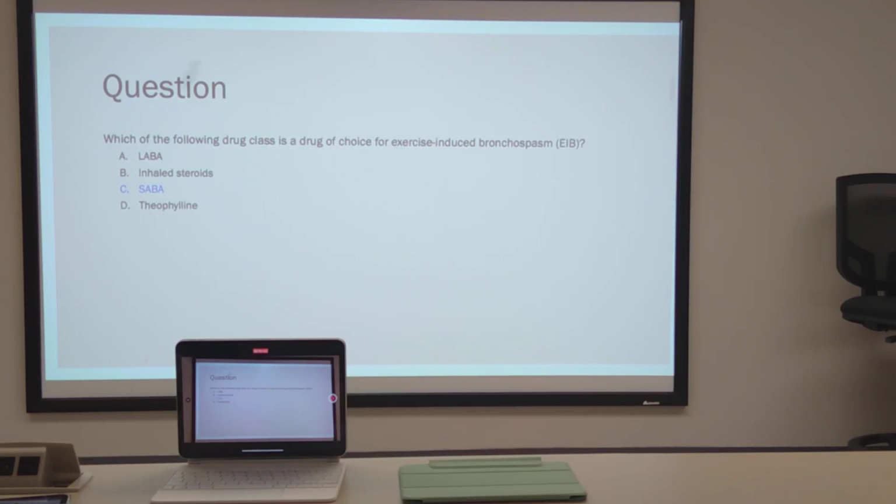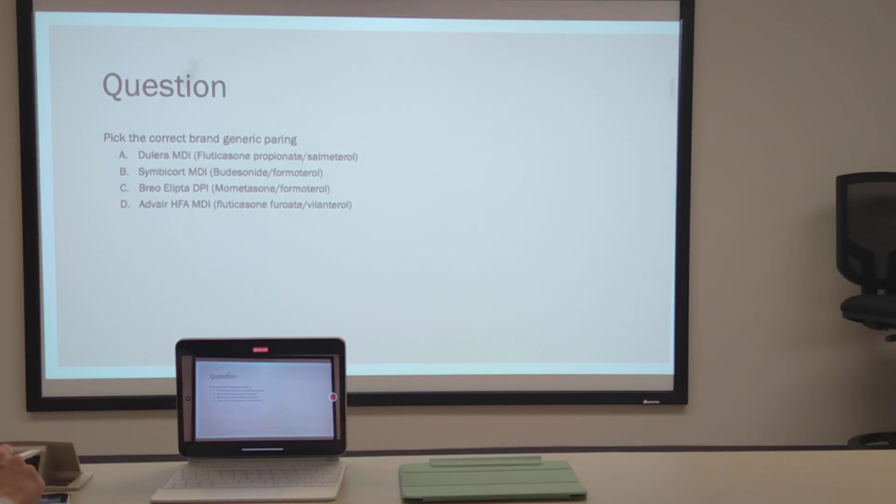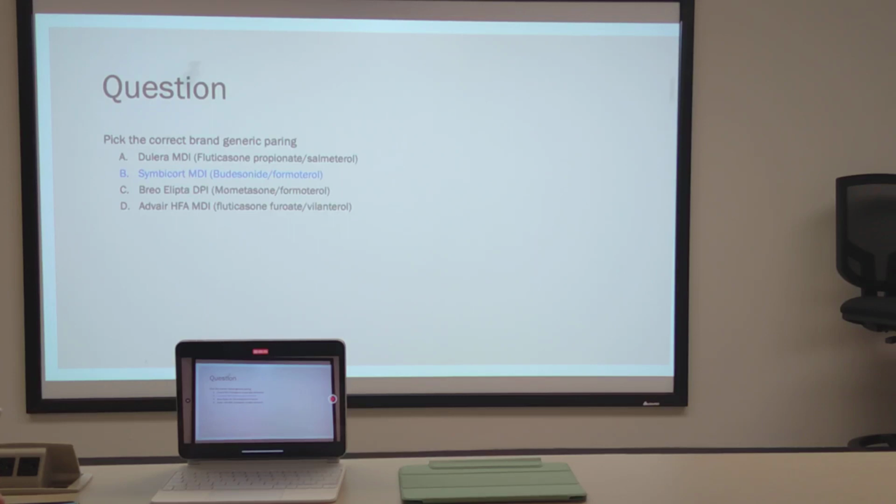All right, pick the correct brand and generic pairing. The answer here should be the last option. So Dulera MDI is mometasone and formoterol, right? And then Breo Ellipta is a combination of what? And then Advair is a combination of what?